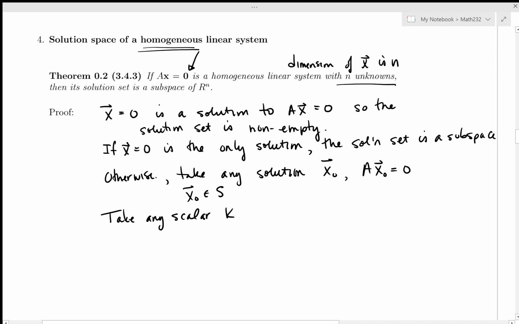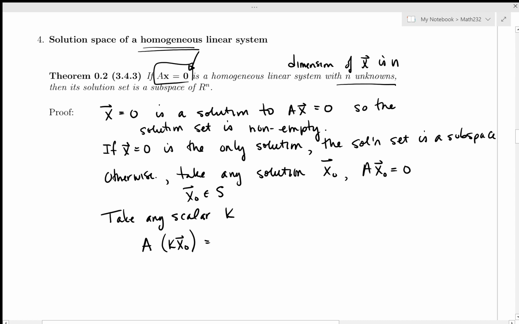Okay, let us think what happens. We're taking any scalar, and we want to show that the solution set is closed under scalar multiplication. So we're taking the scalar, and then we're taking the matrix A times k times x naught. So now we've taken some solution that we know exists, and we are multiplying it by k, and then we're asking, does this satisfy Ax equals 0?